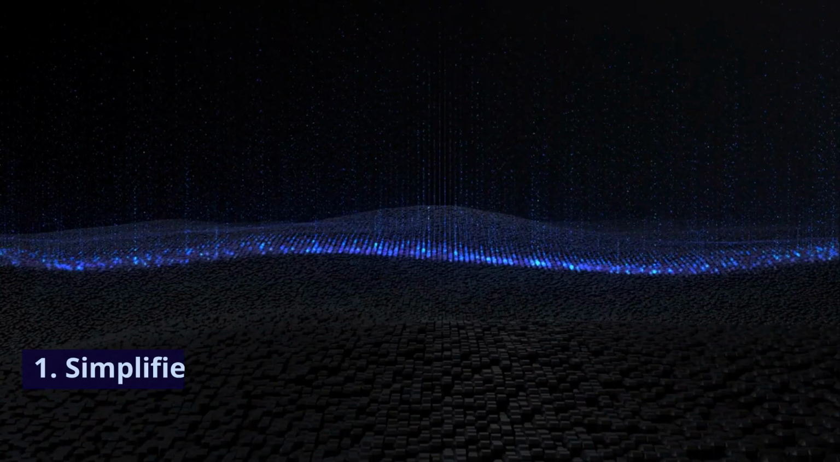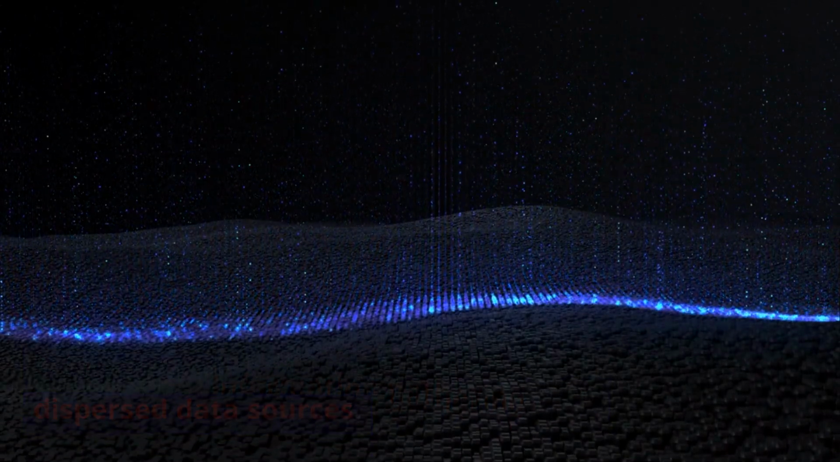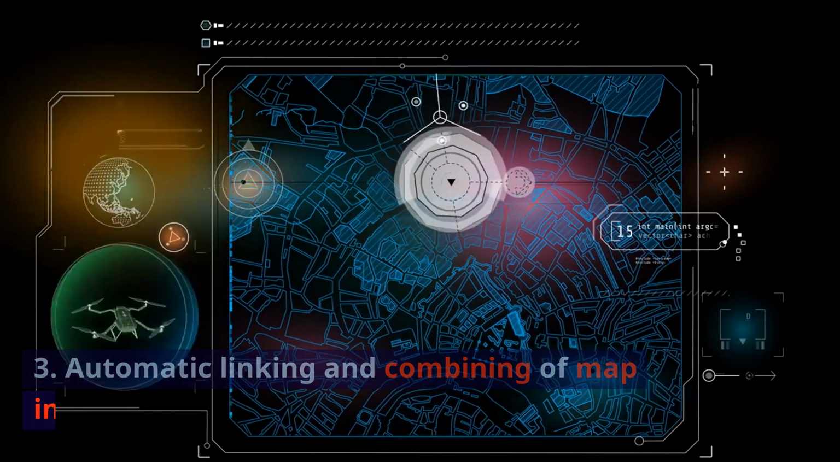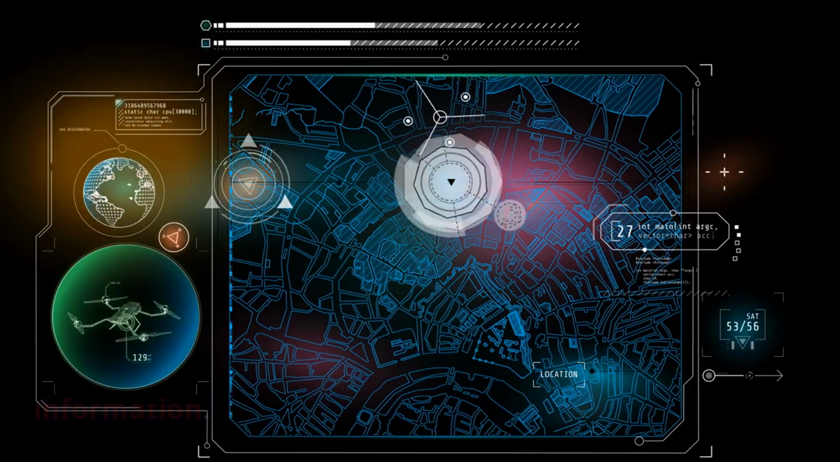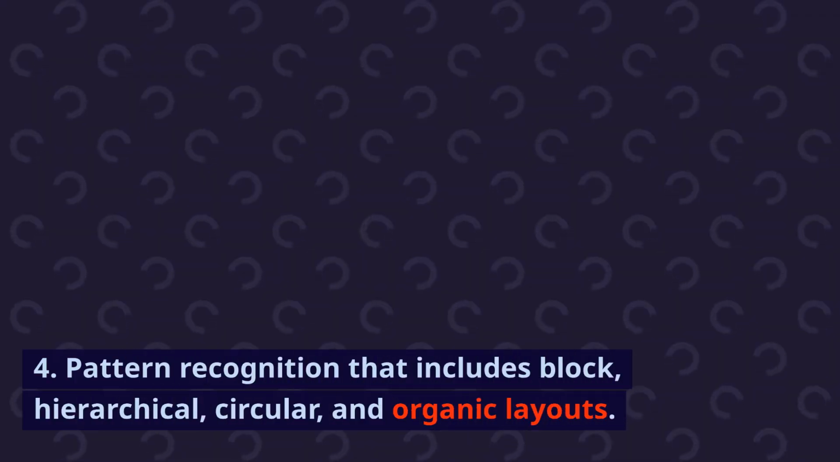Features: 1. Simplified information gathering from dispersed data sources. 2. Up to 1 million entities viewable on the map. 3. Automatic linking and combining of map information. 4. Pattern recognition that includes block, hierarchical, circular, and organic layouts.